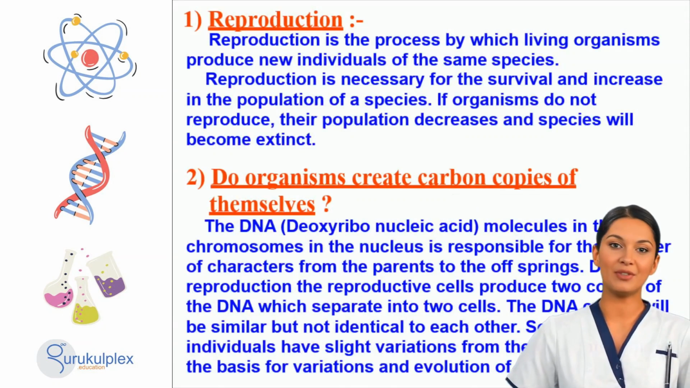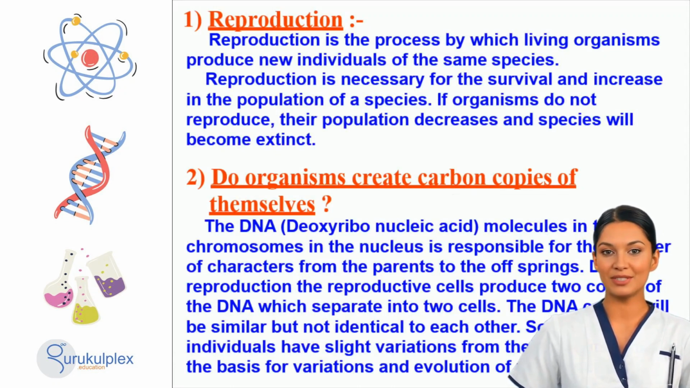Reproduction enables living organisms to produce new individuals of the same species, thus ensuring the species' survival. The process involves the reproductive cells producing two copies of the DNA molecules, which are then divided into two cells. Although these copies are similar, they are not identical, and it is this tiny variation in the DNA which leads to the evolution of new species, as well as the transfer of certain traits from parent to child.